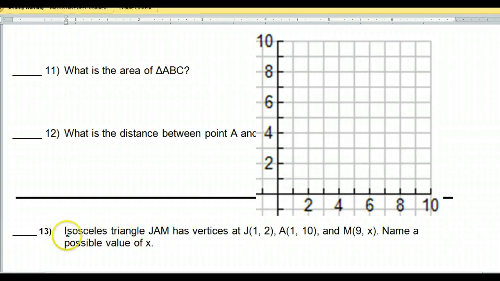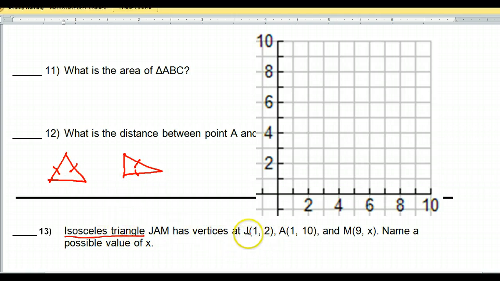The isosceles triangle. Hopefully you understand that an isosceles triangle is one that has at least 2 congruent sides. So that would be an isosceles triangle, for example. If these sides were equal, that would be isosceles. That's what we're shooting for.